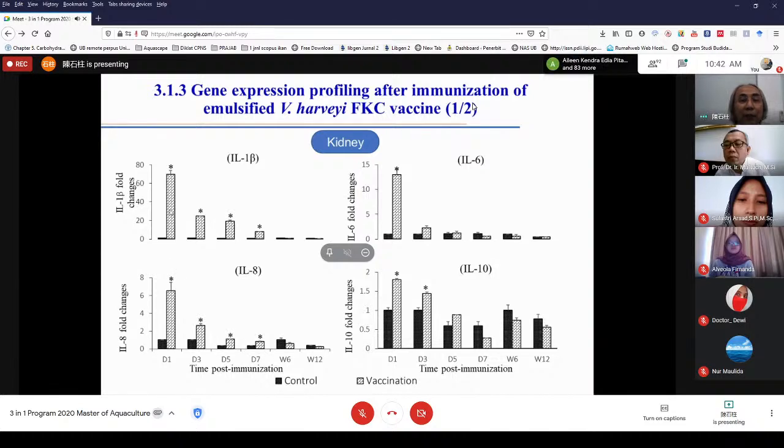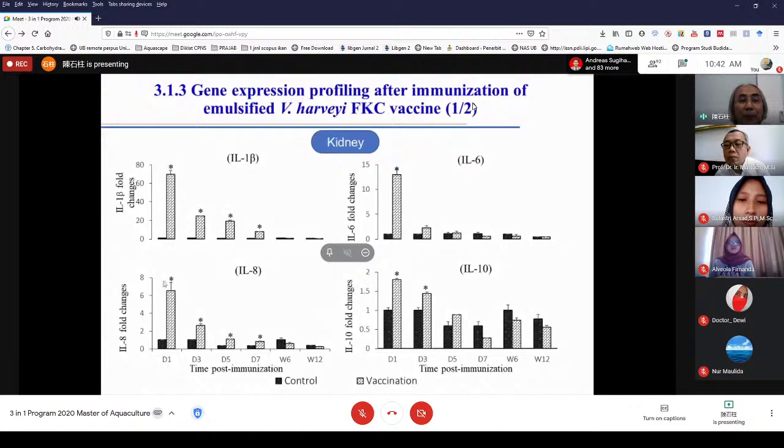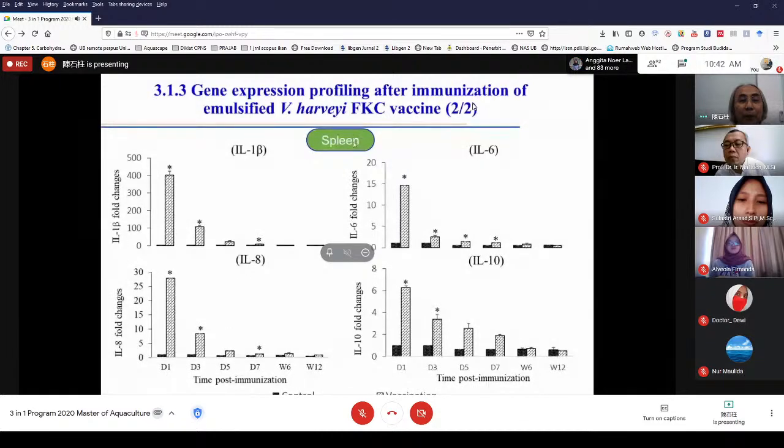So it means the vaccine can regulate the immune expression of IL-1 beta, IL-6, IL-8, IL-10, so they are correlated to the immune response. This study's sample comes from the kidney, right? The next one, the sample comes from the spleen. They are the same days, taken on the same time schedule. And this is IL-1, 6, 8, 10, 2. They also have high gene expression in the vaccination group compared to the control group, the same kind of gene expression.